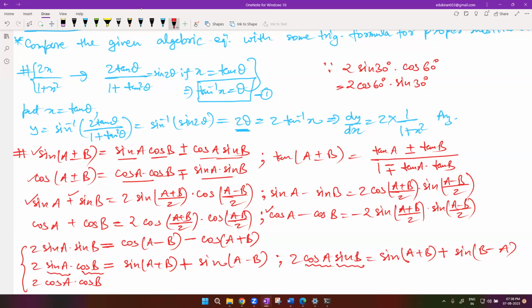Just remember this. When you multiply sine and cos, there are two different angles. So 2 sine A cos B will be sine of A plus B plus sine of angle of sine minus angle of cos.